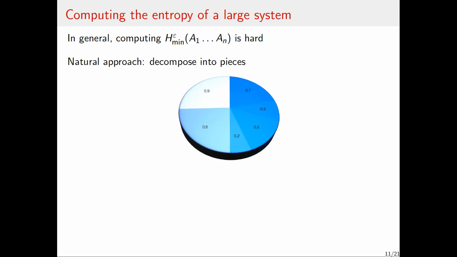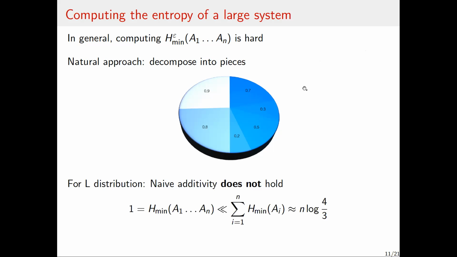This result I was mentioning, this entropy accumulation, will allow us to compute the smooth min-entropy of a large system by decomposing it into parts. Ideally I would like to say that the entropy of this big system A1 to AN is actually the entropy of the first system plus the entropy of the second system plus the third system, etc. So this would be the ideal thing I would like to do, but at least the naive way of doing this doesn't hold at all.